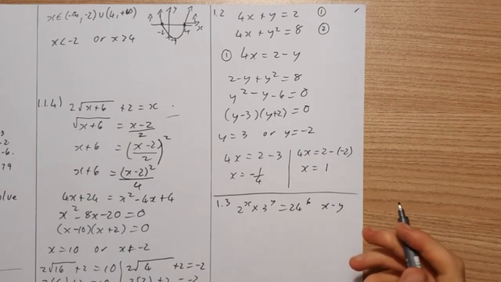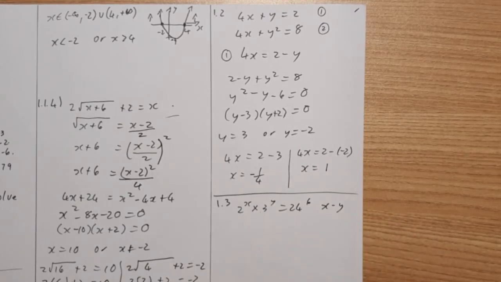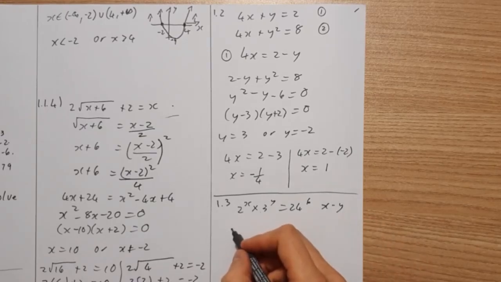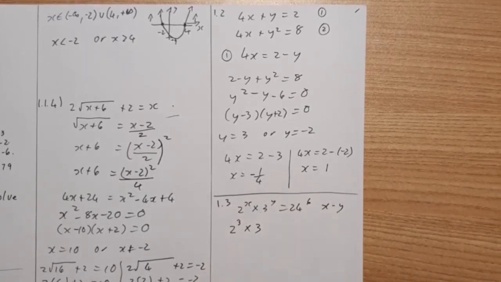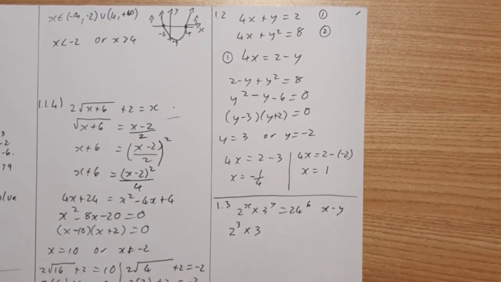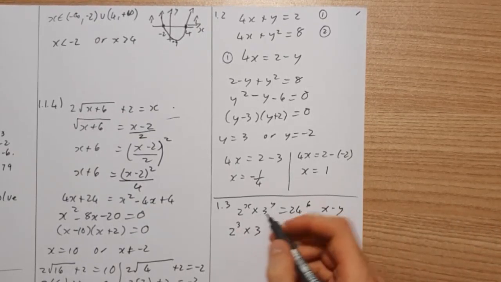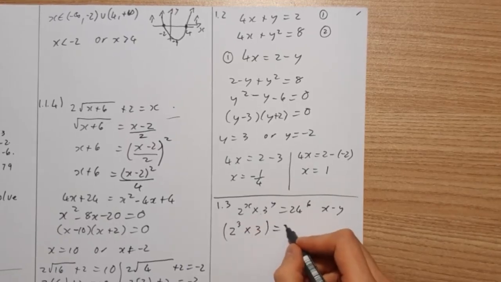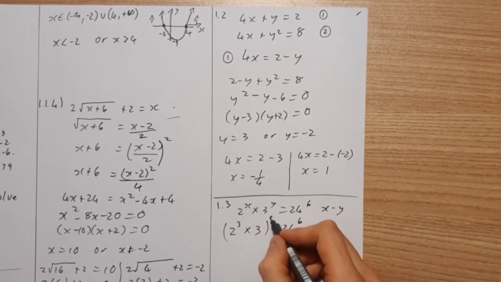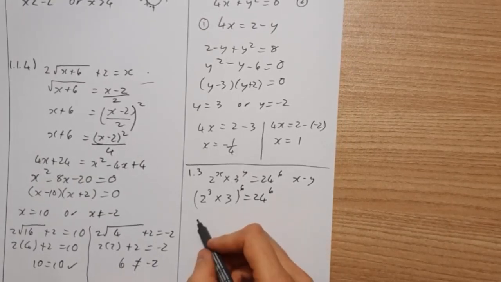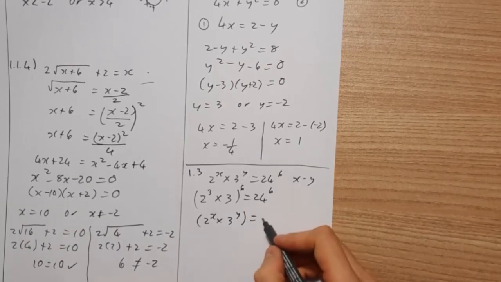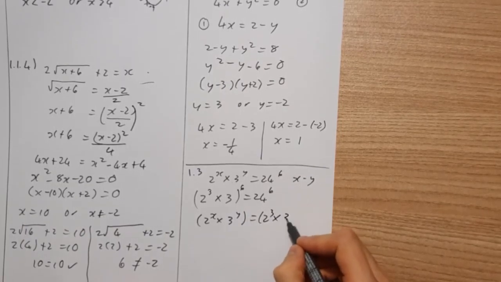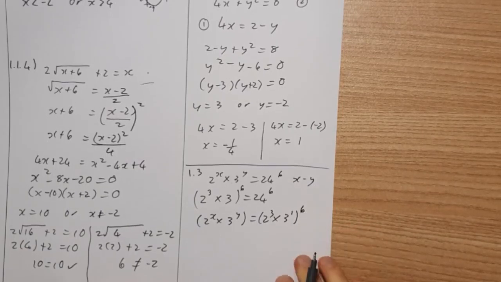Aha, we can do that. Let's see any other ways we can break it up. I think the best way is going to be breaking it up into 2 to the power of 3 multiplied by 3. Okay, because then we have 8 times 3, which also works. Okay, so this is equal to 24, but now 24 is to the power of 6, so this whole bracket needs to be to the power of 6. Therefore, we're going to have 2 to the x multiplied by 3 to the y is going to equal 2 to the 3 multiplied by 3 to the 1, and this whole thing is to the power of 6.